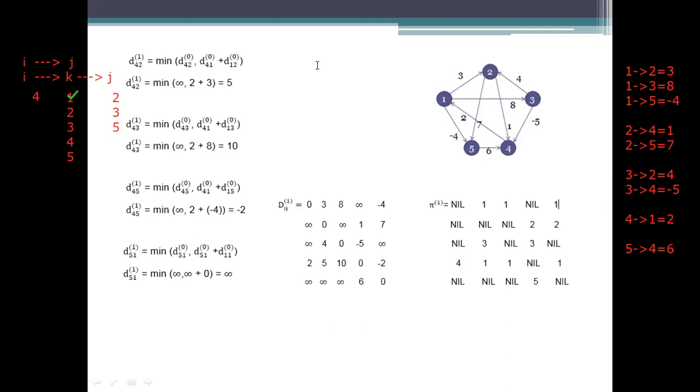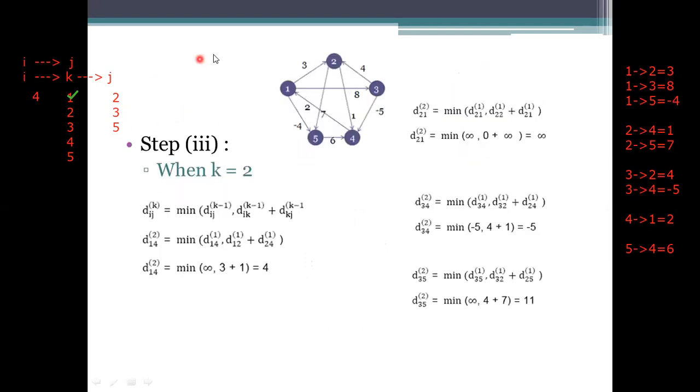And see, when k equals 2, we need to take the intermediate node as k. So we traversed from intermediate node 1. Now see, the intermediate node here can be 2, k equals 2 here. So what are the values we need to consider? Again, go to the previous matrix representation.